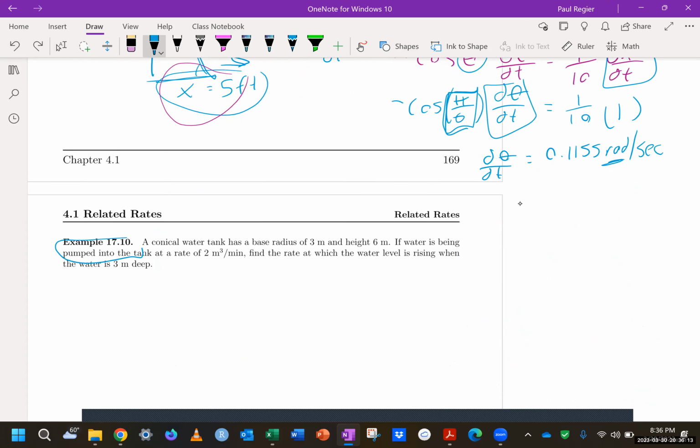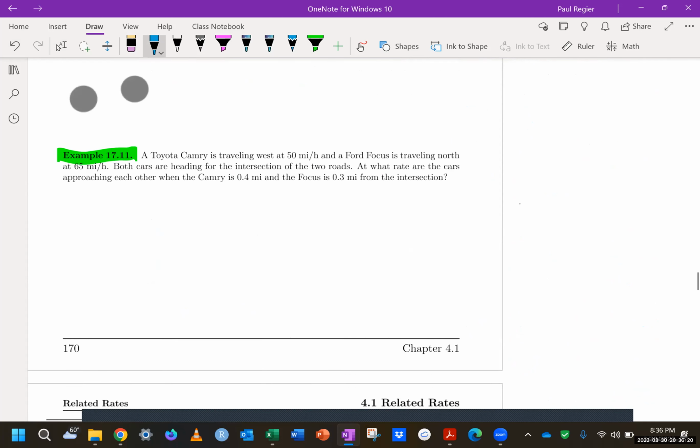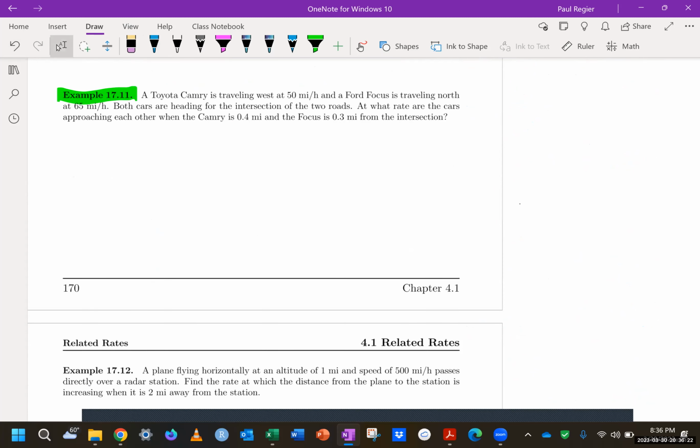Question 10 is kind of fun. Maybe I'll do that one in class on Friday. It's a little more complicated. But 11, this is the first one from your homework, so this is to check your work. If you got that, you can skip to the next one.